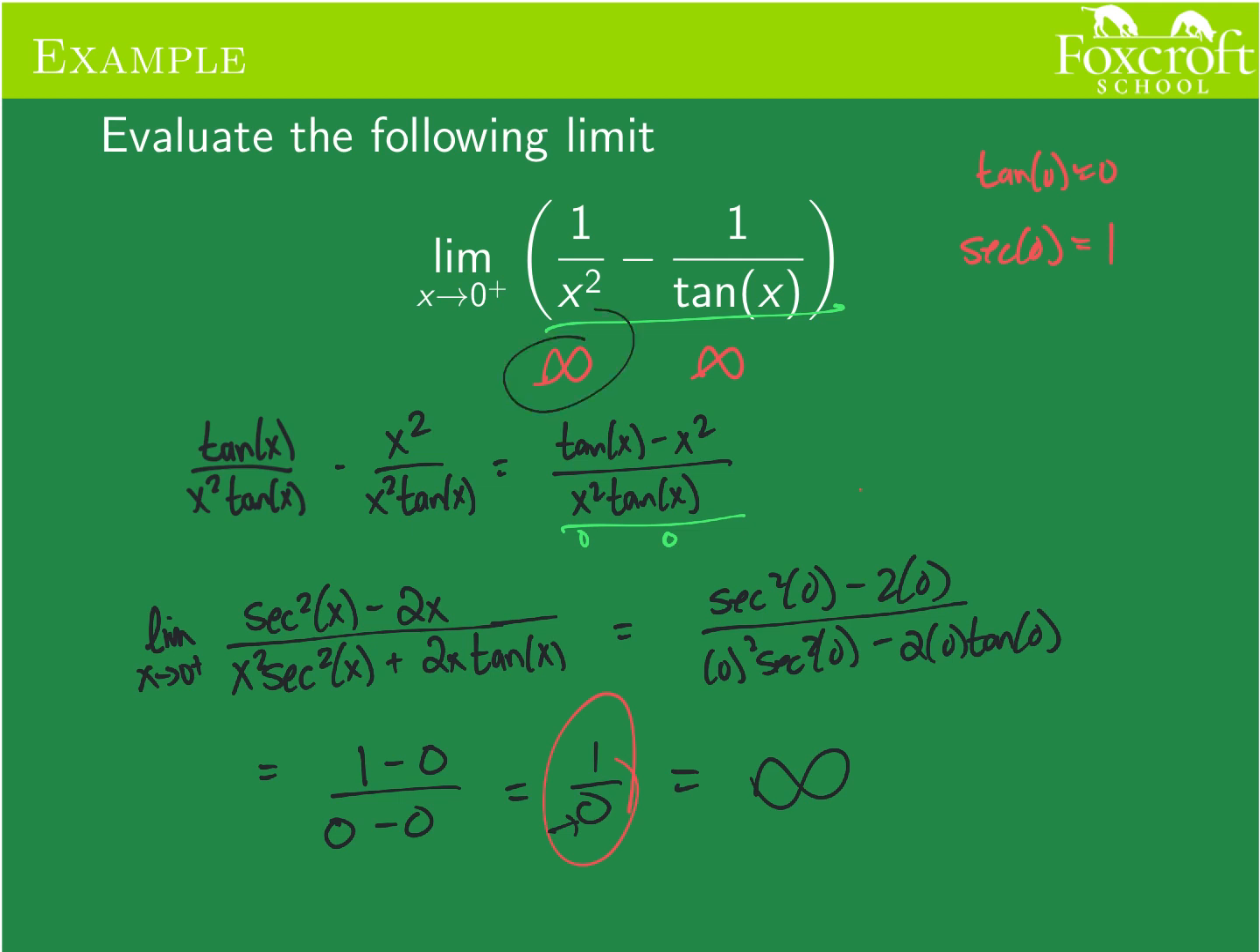It turns out the first infinity wins, and even though I'm subtracting another infinity, my answer still ends up being a really big number. So when you have these infinity minus infinity examples, pretty much every single time you just combine the fractions, then you probably do L'Hopital's rule and plug in and get your answer.